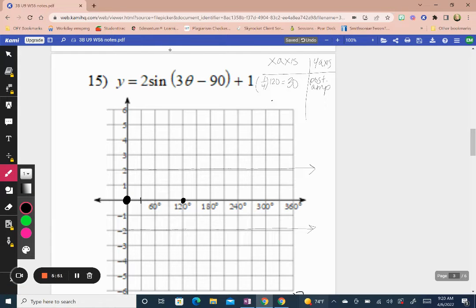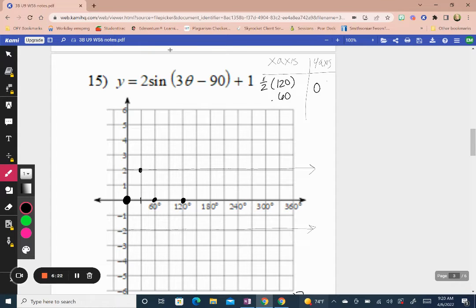So at 30 degrees, we know it's 30 because half of 60 is 30. At 30 degrees, it's going to be positive amplitude, which is 2. Okay? And then we know halfway through our period, so we're going to be taking half of our period. One half of 120 is 60, so at 60 degrees, we're going to be at 0.